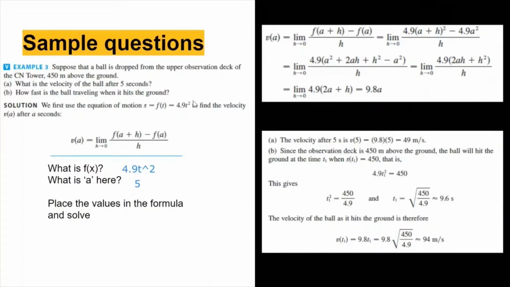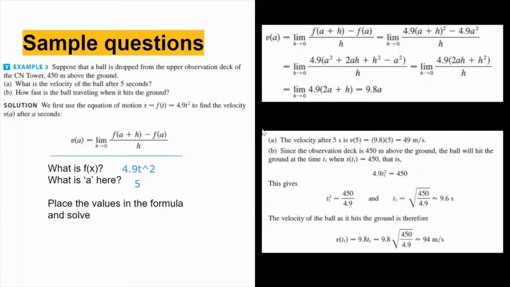After we know this, we can move to the other part of the question, which is velocity after 5 seconds. That would be just using the formula given by the previous part of the question, which is 9.8 a. Instead of a, we would put in 5 seconds, which gives us 49 meters per second.